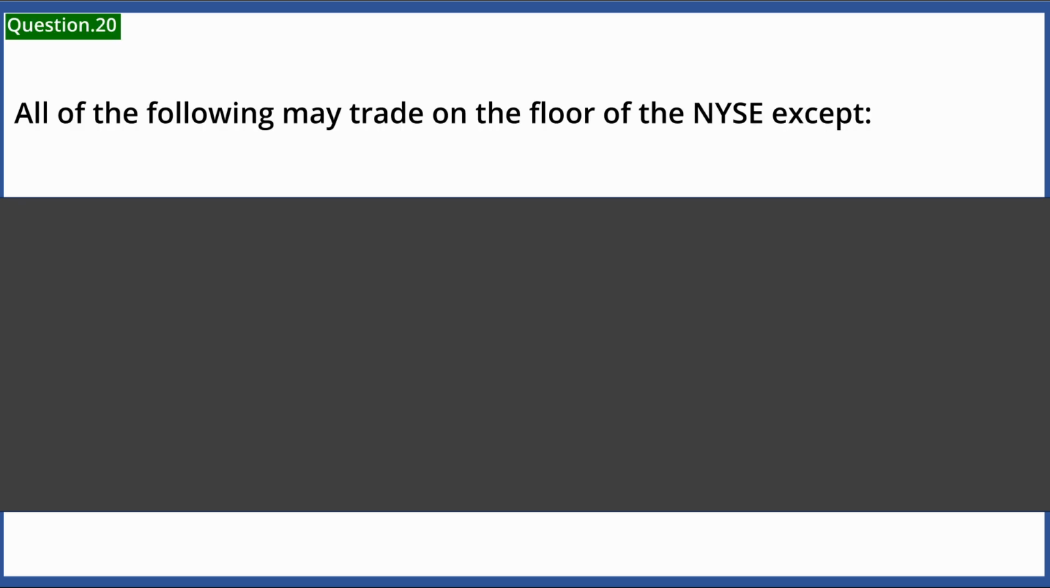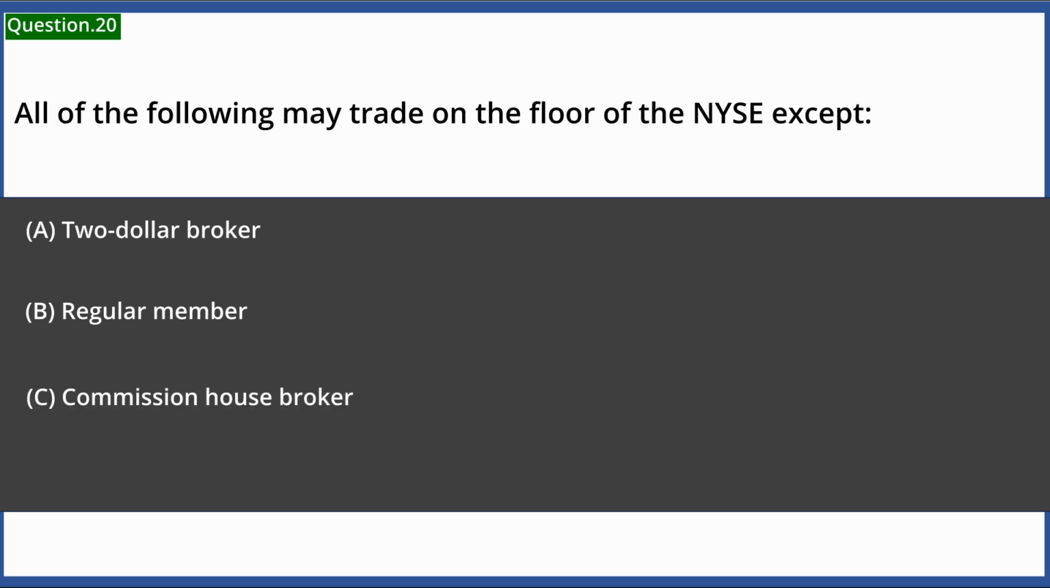All of the following may trade on the floor of the NYSE except A. $2 broker. B. Regular member. C. Commission house broker. D. Allied member. Answer D. Allied member.